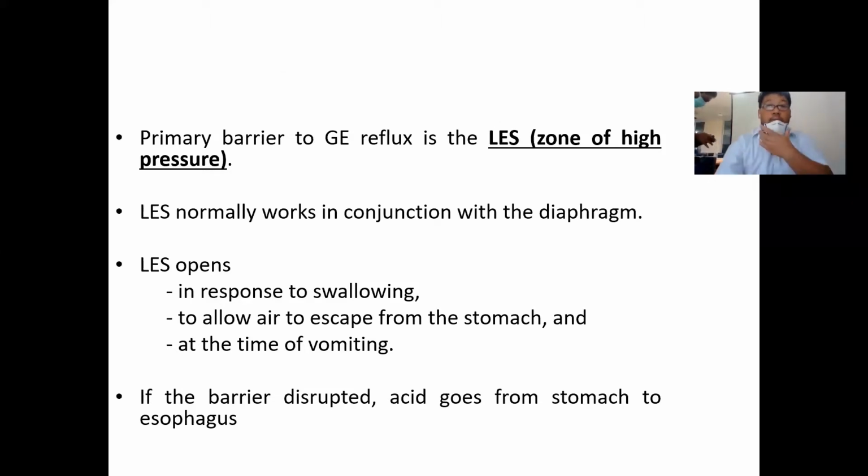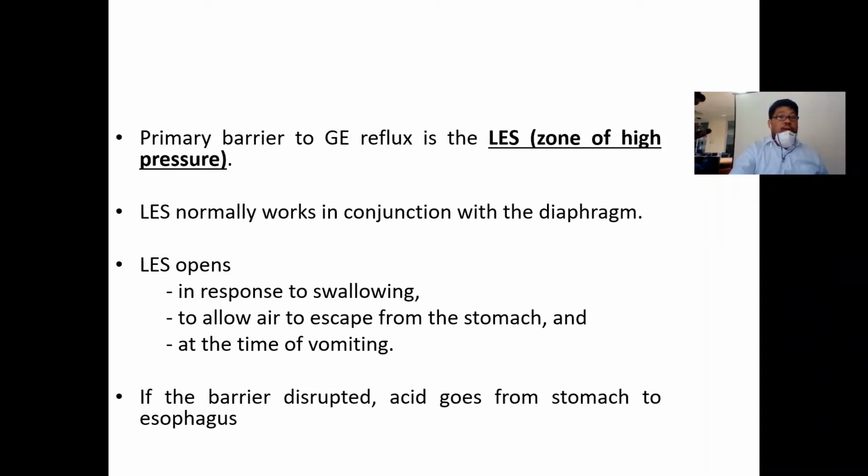So the primary barrier, as we all know, to prevent the reflux is the lower esophageal sphincter. It normally works well in coordination with the diaphragm. In these three conditions, only the lower esophageal sphincter opens. Number one is in response to swallowing. When the swallowed food reaches the distal part of the esophagus, it will open.